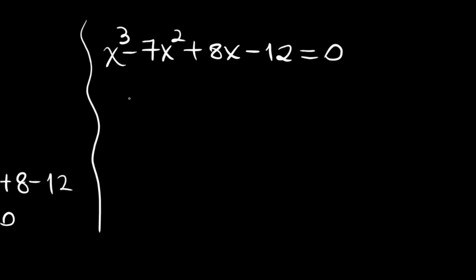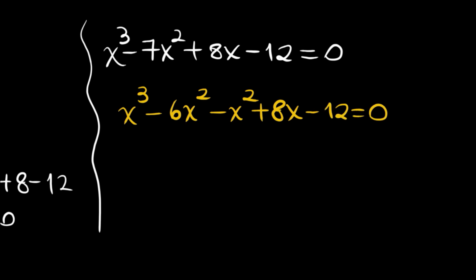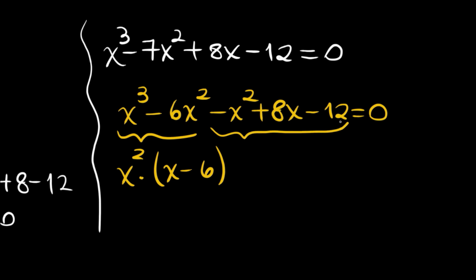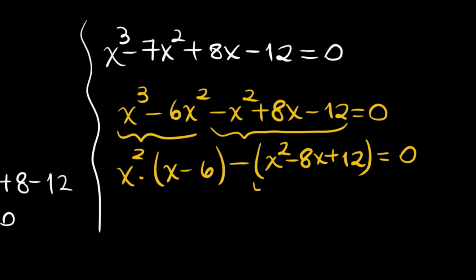Now let me just write this as x cubed minus 6x squared, again minus x squared, plus 8x minus 12 is equal to 0. Now these two are x squared times (x minus 6), and this part can be written with a minus sign. x squared minus 8x plus 12, this is equal to 0, and this can be factored into (x minus 6) times (x minus 2).